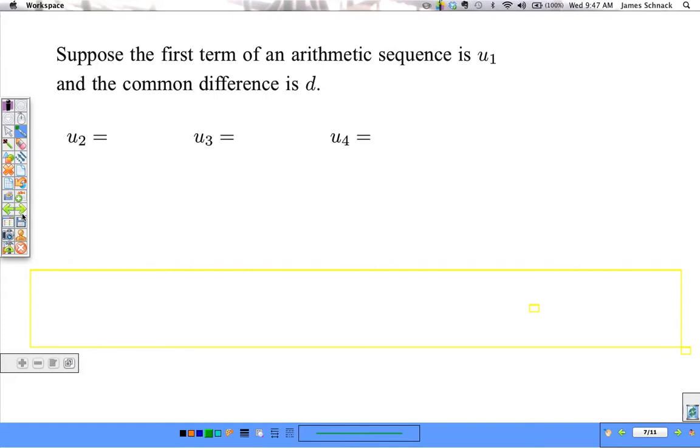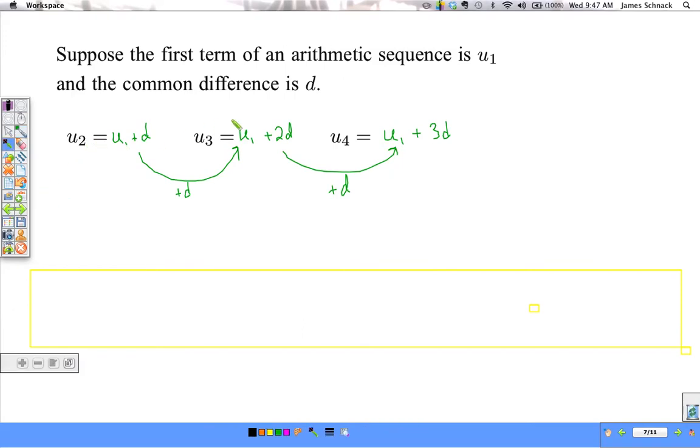So suppose the first term of an arithmetic sequence is u sub 1, and we have a common difference d. What would an expression for u sub 2 be? Well, we would take the first term and add on d. To get to u sub 3, to get from here to there, what are we doing? We're adding that common difference. So wouldn't u sub 3 really just be u sub 1 plus 2d? And then u sub 4 would be u sub 1 plus 3d.